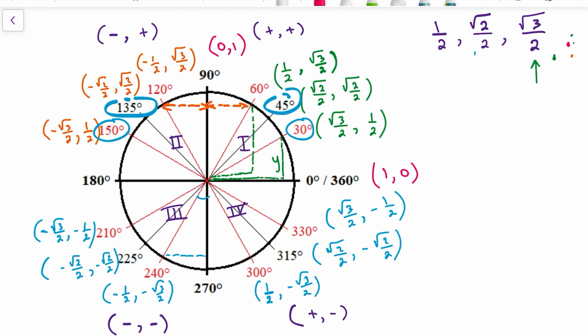So for 180 degrees, I know that the cosine is going to be negative 1. Think about it as the x-axis, negative 1. And the sine, of course, is going to be 0. And last but not least, 270 degrees, cosine is going to be 0. Sine is going to be negative 1.